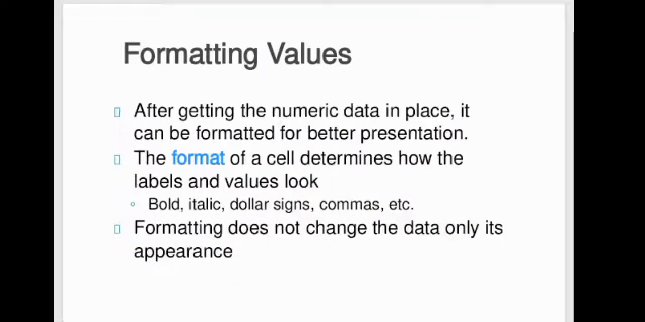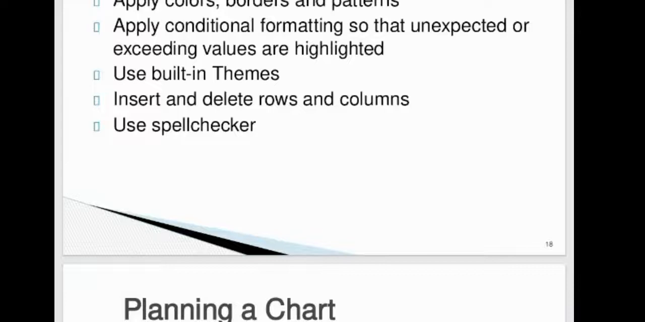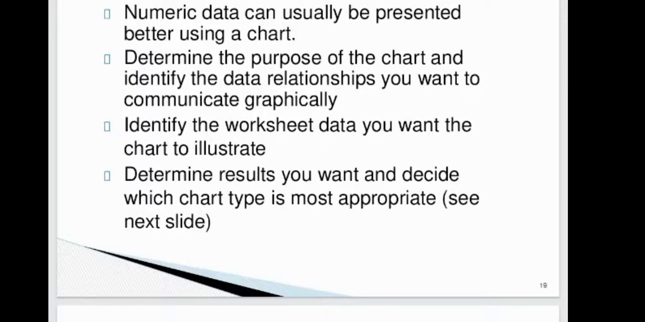Formatting values. After getting the numeric data in place, it can be formatted for better presentation. The format of a cell determines how the labels and values look: bold, italic, dollar signs, commas. Formatting does not change the data, only its appearance. Formatting spreadsheets: adjust column width, apply color, border, pattern, apply conditional formatting. Use built-in themes, insert and delete rows and columns.